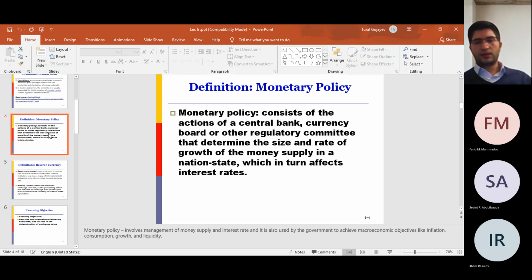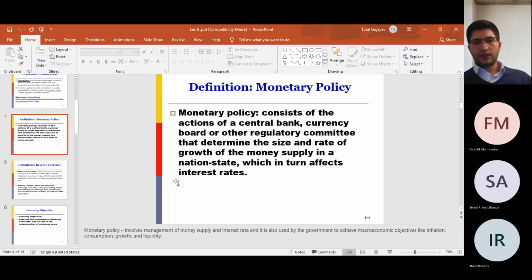So monetary policy consists of the actions of a central bank or other regulatory committee that determine the size and rate of growth of the money supply. It directly affects the money supply, and directly affects the inflation level in the country. It also affects the unemployment level in the country, which in turn affects interest rates. So they are related to each other.